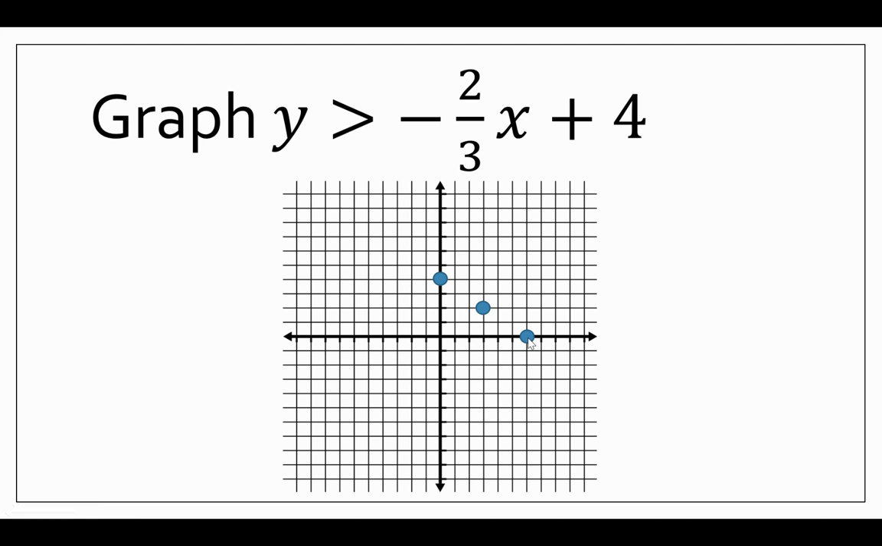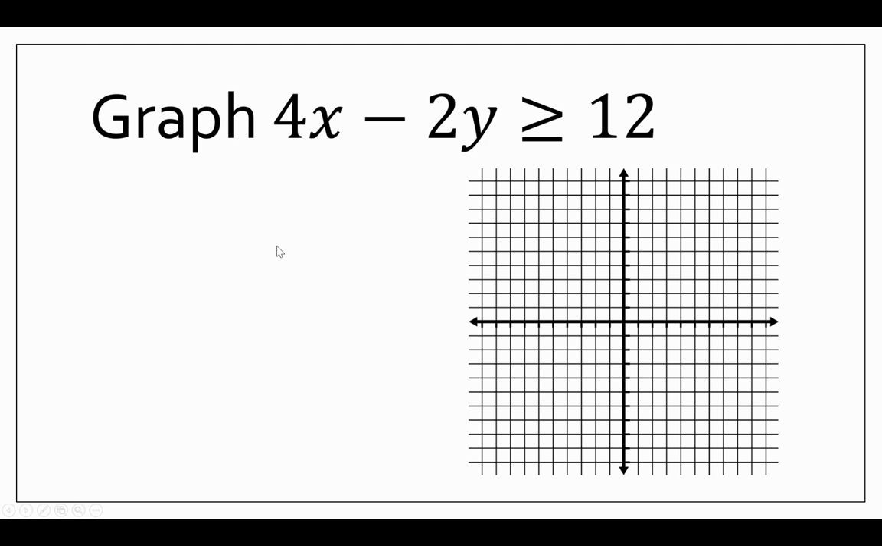And now we can see that this is just a simple greater than symbol, so we are going to keep an open line. The line will have dashes in it. And once we get done with our dashing, we can see, okay, since y is greater than this line, we are going to shade the part above, greater than.